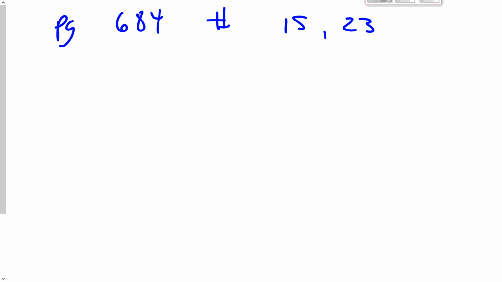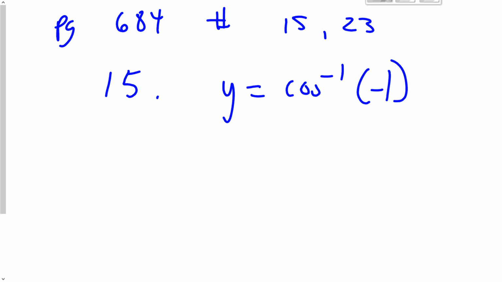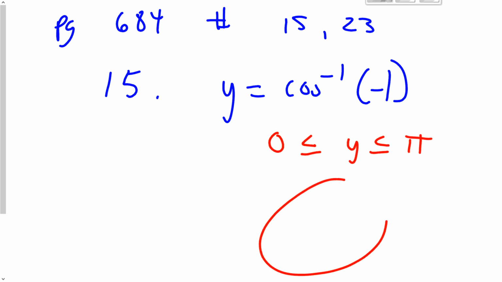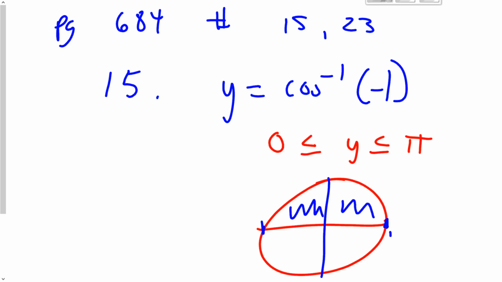So we can go ahead and do these problems, page 684, numbers 15 and 23. So let's go ahead and look at those. Here's number 15. Number 15 is y equals cosine inverse of -1. Remember we're looking from 0 to pi, so that means we're looking at the second quadrant and the first quadrant. Cosine is basically your x, right? So 1 is here, and -1 is over here. So that's at 180 or pi, right?